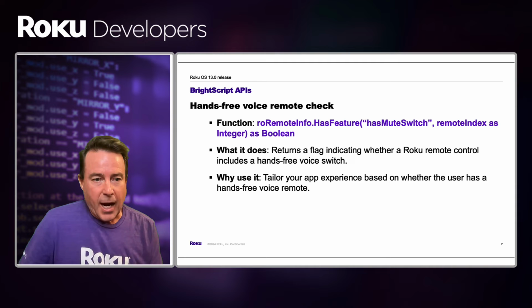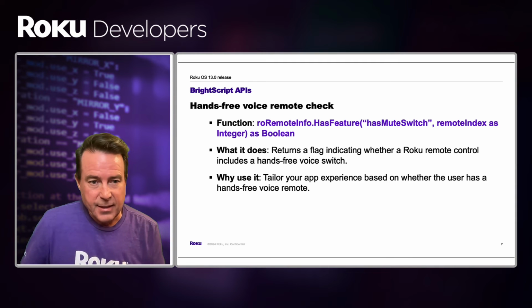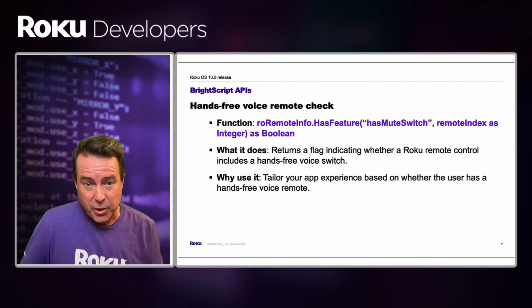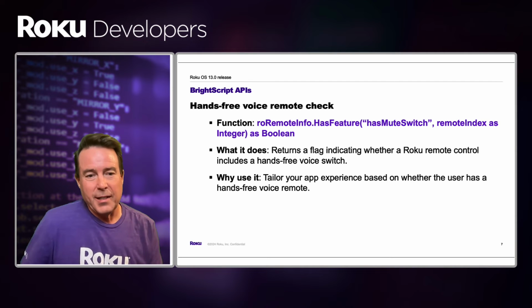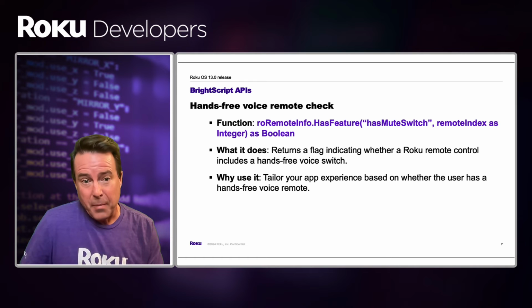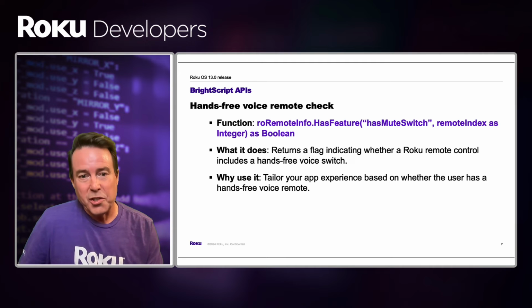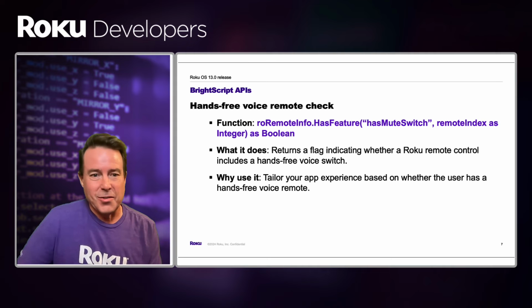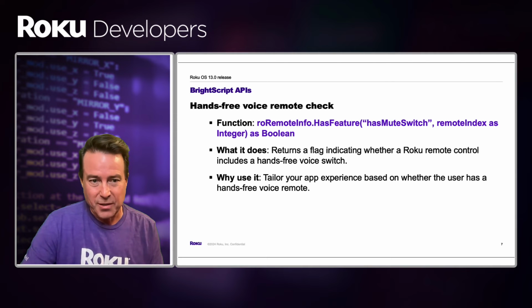So this gives apps the ability to obtain the opt-in at the system level. The next new API is for our hands-free remote, and it's the RO remote info has feature, has mute switch. This is really on these remotes that have a far field mic, the has mute switch enabled feature will mute the far field mic. So it's really contextual and has to do with those specific remotes.